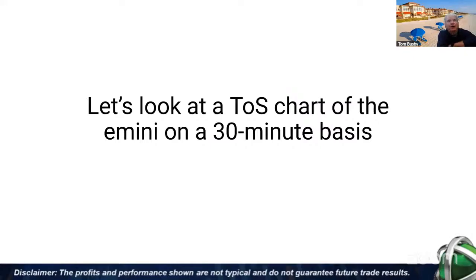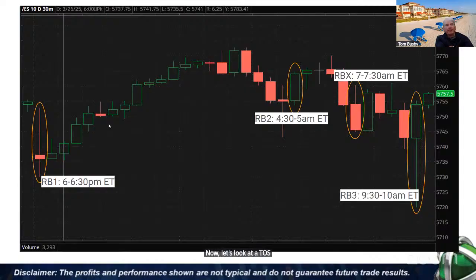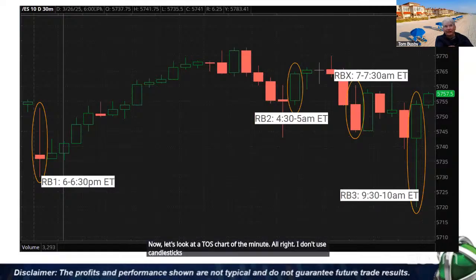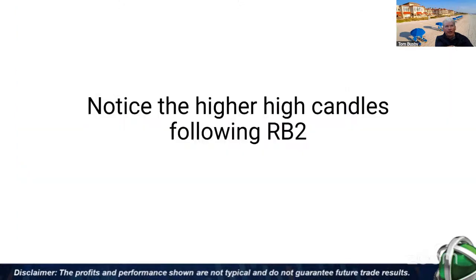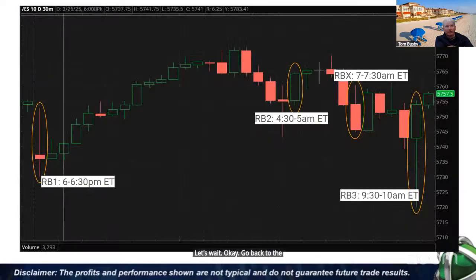Now, let's look at a TOS chart of the minute. All right. I don't use candlesticks other than the fact I can really see it. And I figured out, hey, this is a pretty interesting way to do chart reading. And I'm going to take you through it. Okay, go back to the chart and I'll take it through what you got.